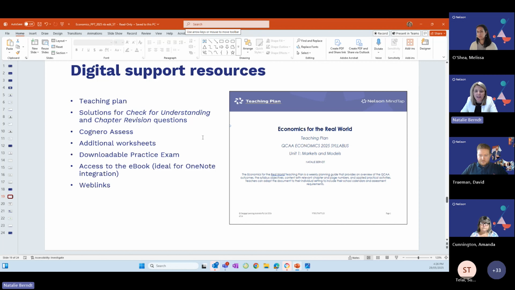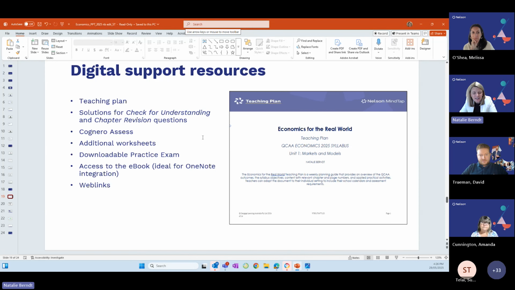That second bullet point, I can't hear the wahoos, but I'm sure they're happening. There are solutions for the check for understanding and those chapter revision questions. Certainly when you're coming through to class and you have to check the homework, having that handy is really good. There is Cognero Assess, and I'm sure our sales team might go over that as well. That is part of the online package with the textbook, which is really fabulous.